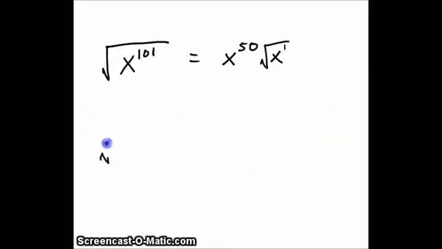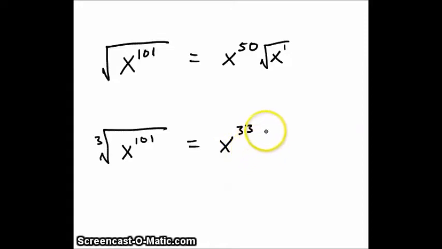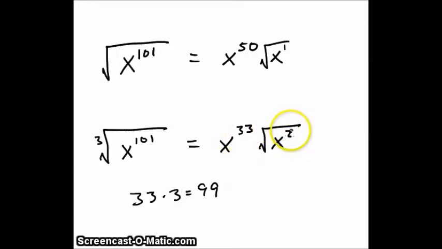Something similar happens if I do the cube root of x to the 101 power. If I divide 101 by 3, I get 33 and then some odd cents, but my remainder is 2. 33 times 3 is 99, so I would have a remainder of 2. So this will be the cube root of x to the 2nd power. Whatever my remainder is, that stays inside of the radical.